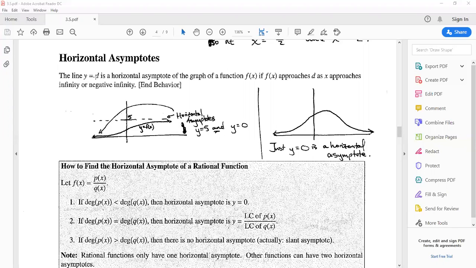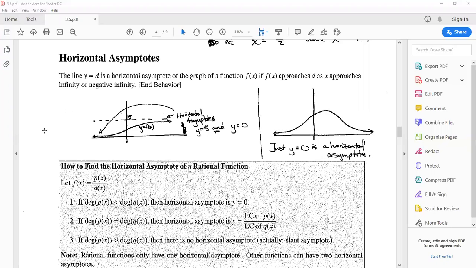We'll find out today that the rational functions we've been studying can have at most 1. So here's an example of that, where just the line y equals 0 is a horizontal asymptote. It looks like as x goes to infinity, the y values get closer to 0, and as x goes to negative infinity, the y values also get closer to 0.